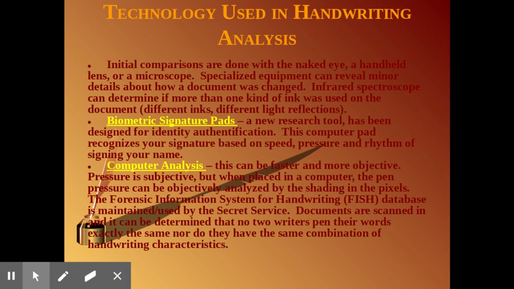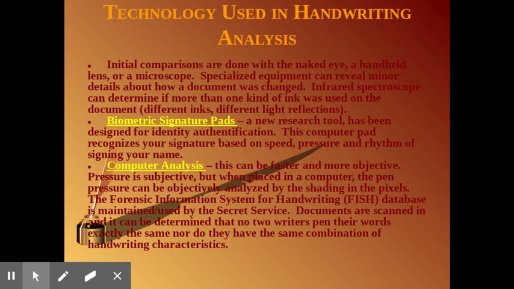Then you have biometric signature pads. These are like on computers, those things they give you, the little computer pen to sign. And there's a lot that can be done there too. It can recognize the speed, the pressure, the rhythm of how you sign your name. Then there's computer analysis, which can be a lot faster and more objective than a person doing it by hand.